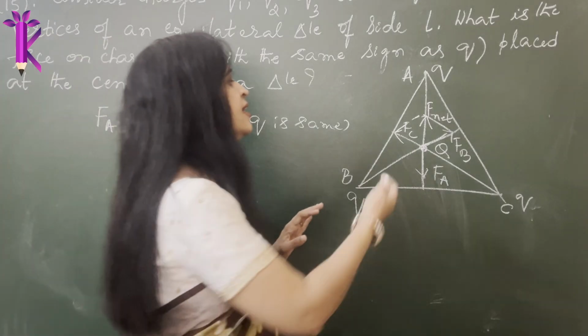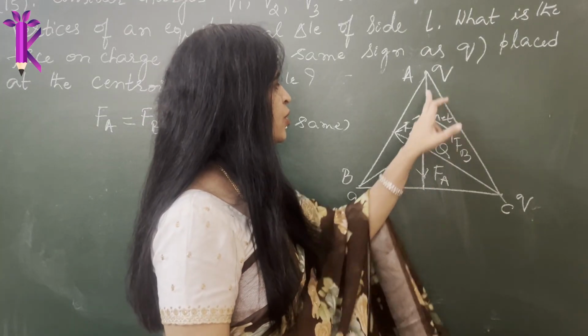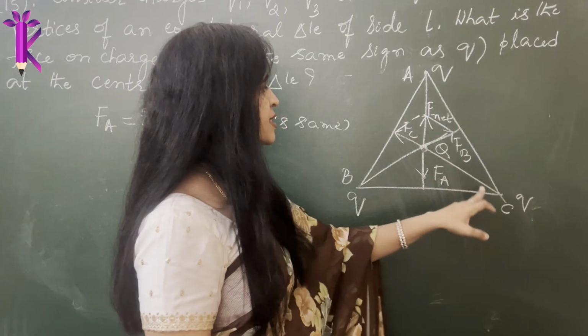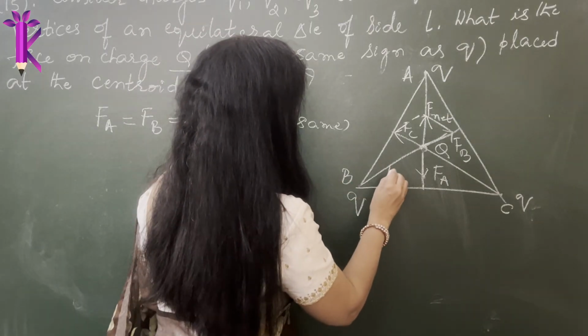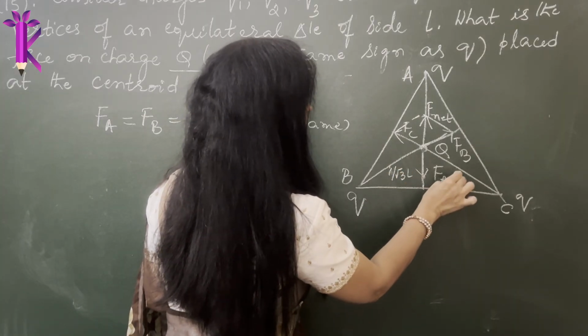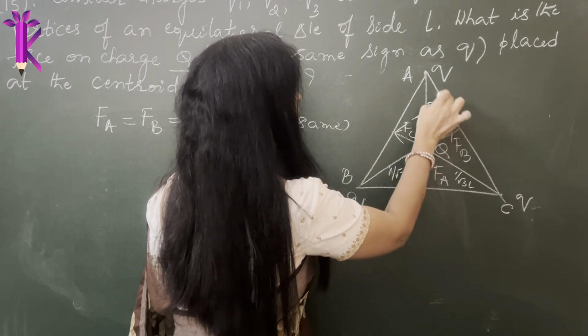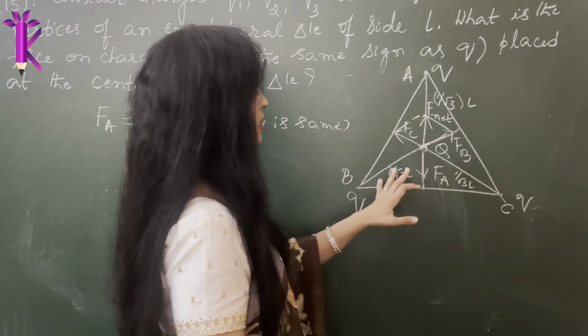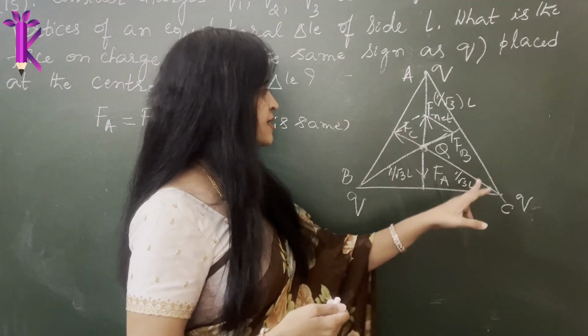It is as good as saying you're standing right here at this point and there are 3 people pulling you with ropes at equal distances. What was this distance found out to be? It was 1 by root 3 L, I guess. Yeah, we found this distance to be 1 by root 3 L, all this distance, 1 by root 3 L. And this is also 1 by root 3 L, right? So they're all standing at equal distances, with equal strength, pulling you in all these 3 directions.